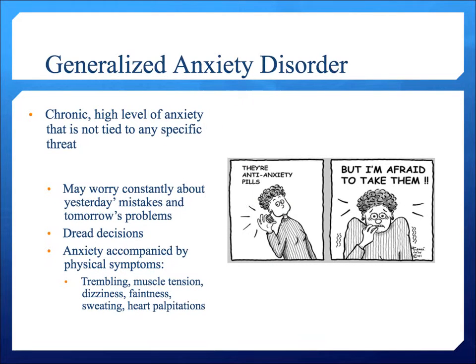First, I want to talk a little bit about generalized anxiety disorder. This is a chronic high level of anxiety that is not tied to any specific threat. People who suffer from this may worry constantly about yesterday's mistakes and tomorrow's problems, excessively so. They may dread decisions, and you will see that this anxiety is sometimes accompanied by physical symptoms such as trembling, muscle tension, dizziness, faintness, sweating, heart palpitations.